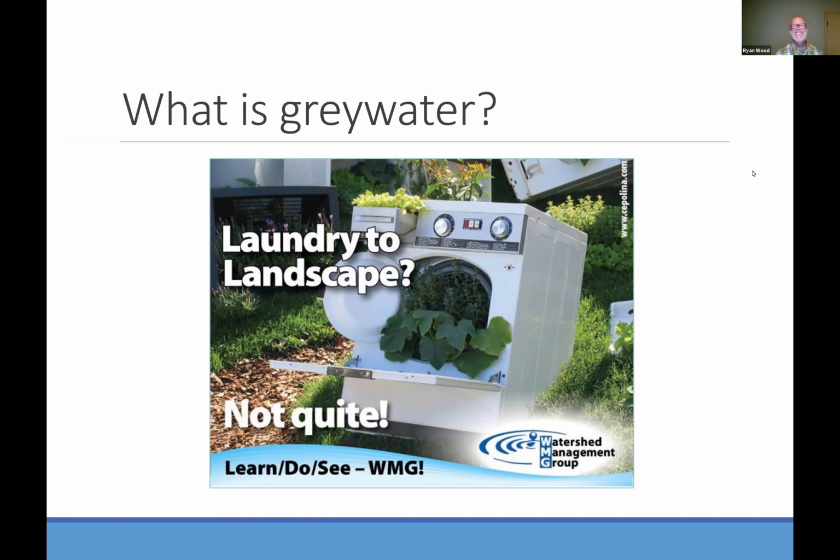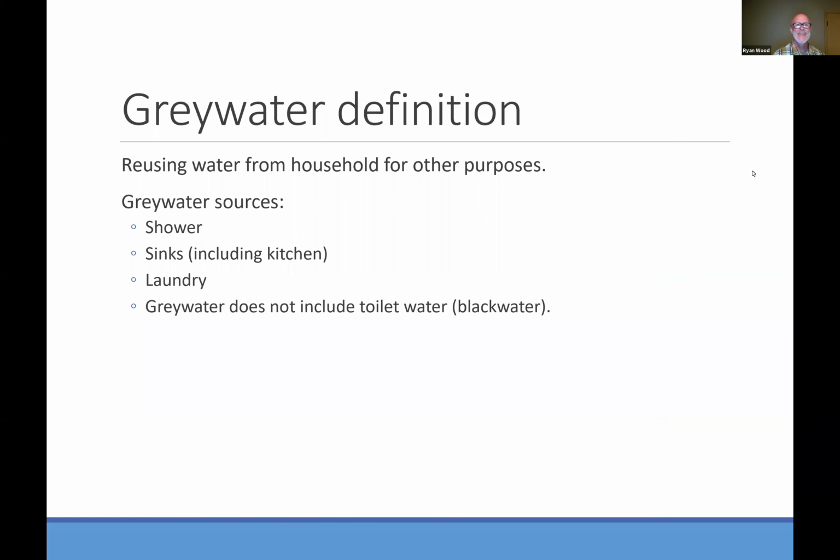This is kind of a cute little image, but it's not quite what the laundry landscape is. Getting that laundry machine out to the landscape so you can use the water might be an option, but let's talk about gray water. It's basically reusing what's considered wastewater coming from your home. When we take a shower, the water coming out of the shower head is clean, potable water, and as soon as it touches my body, it now becomes gray water.